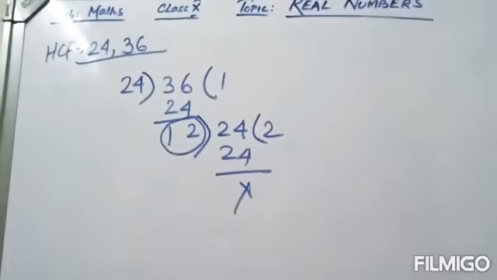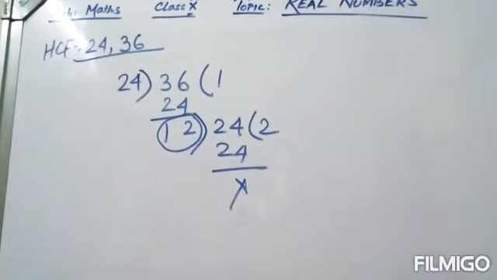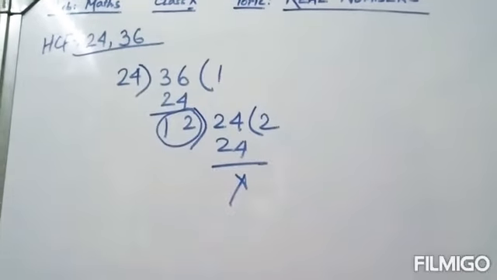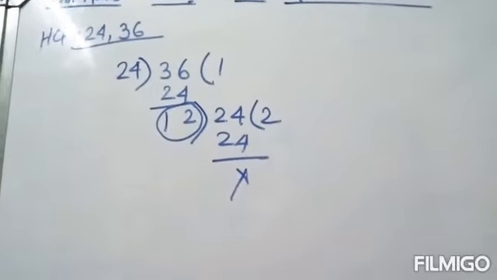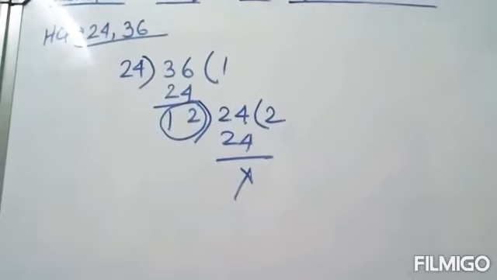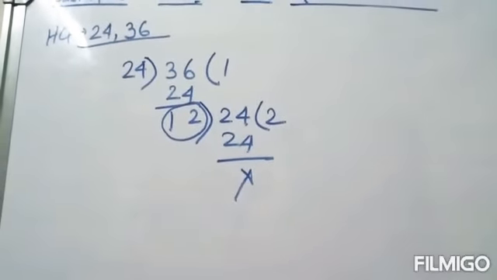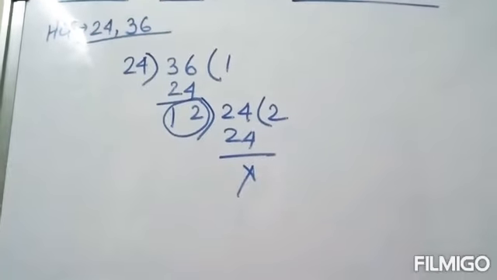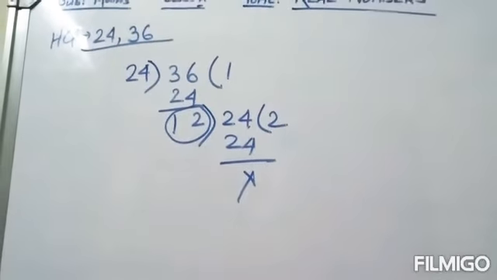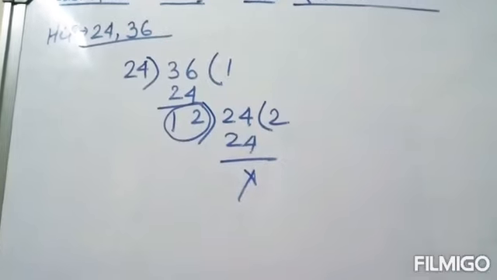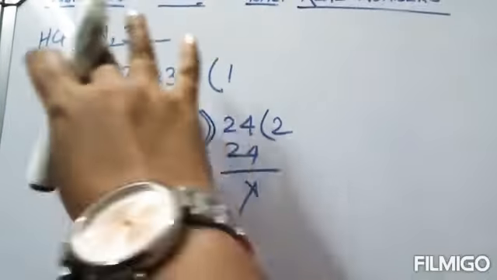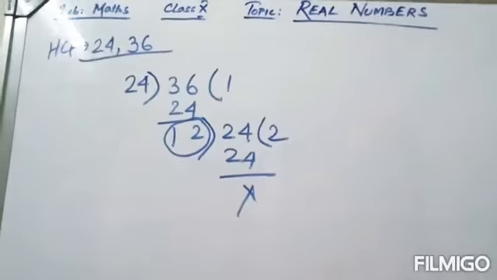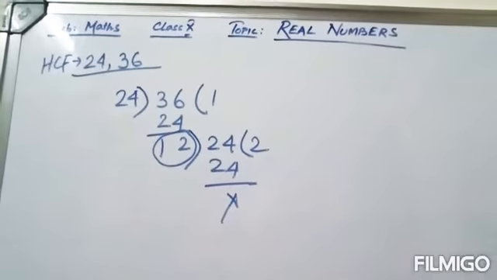Now if I tell you to use Euclid's division lemma, don't get confused, lemma means just a statement that is proved, that is used to prove other statements. Now if I tell you to use Euclid's division algorithm to solve this, how will you do that? Okay, let's start.